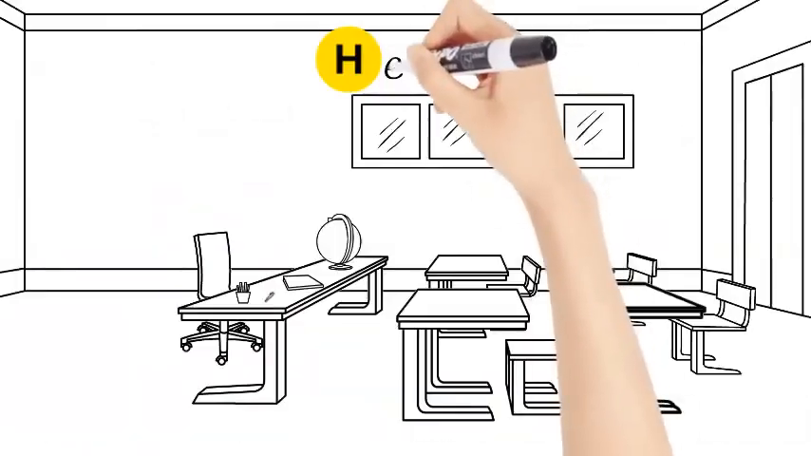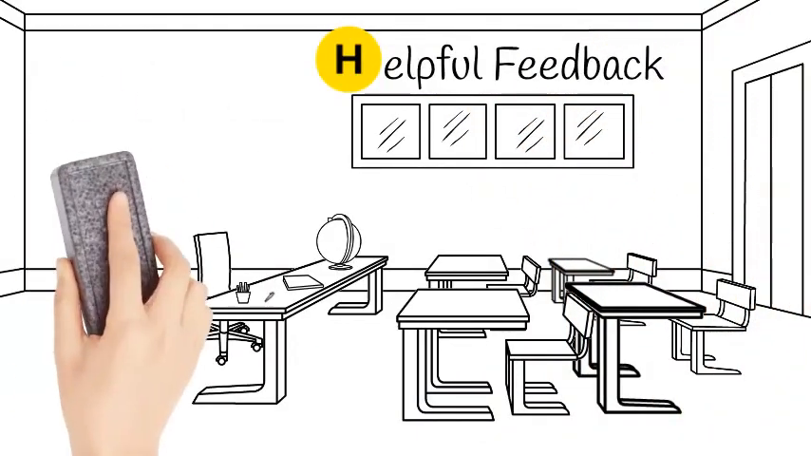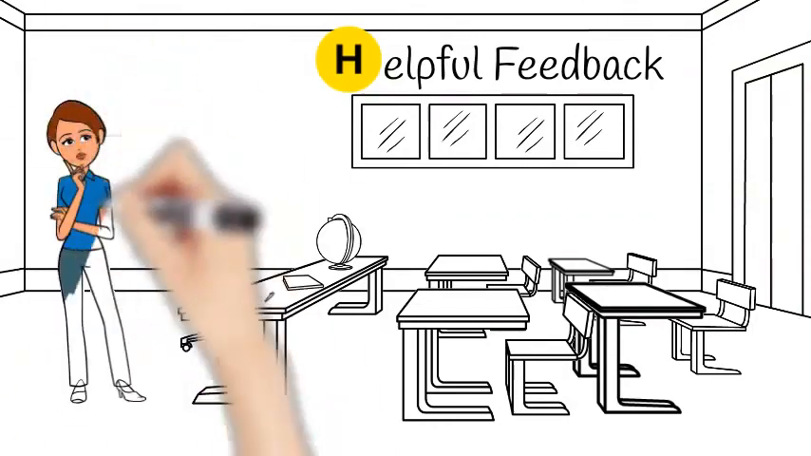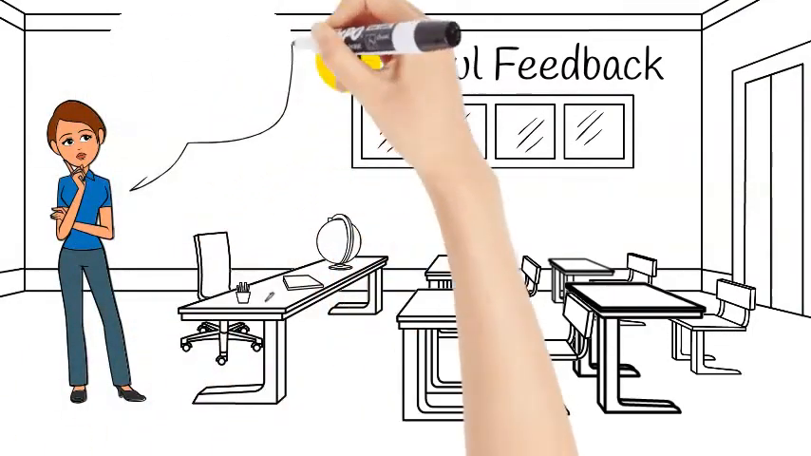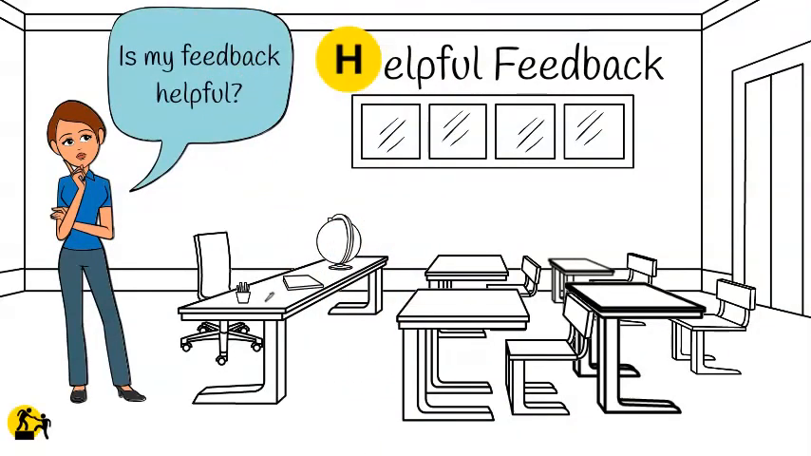The fifth and last element of the TEACH model is helpful feedback. Using the other 4 elements of the TEACH model, determine if your feedback is helpful. Does your feedback provide students with specific actions that they can take to improve their future performance? Your feedback should not only identify areas for improvement, but also offer solutions that will improve your students' future performance.